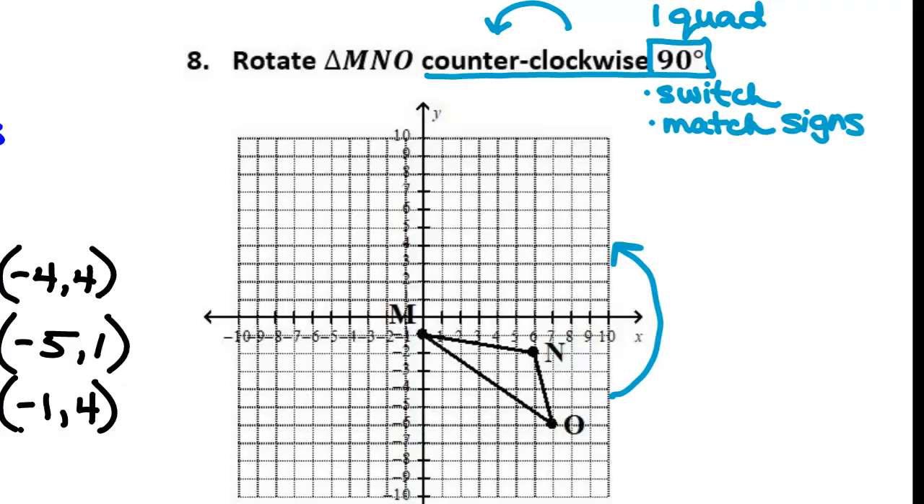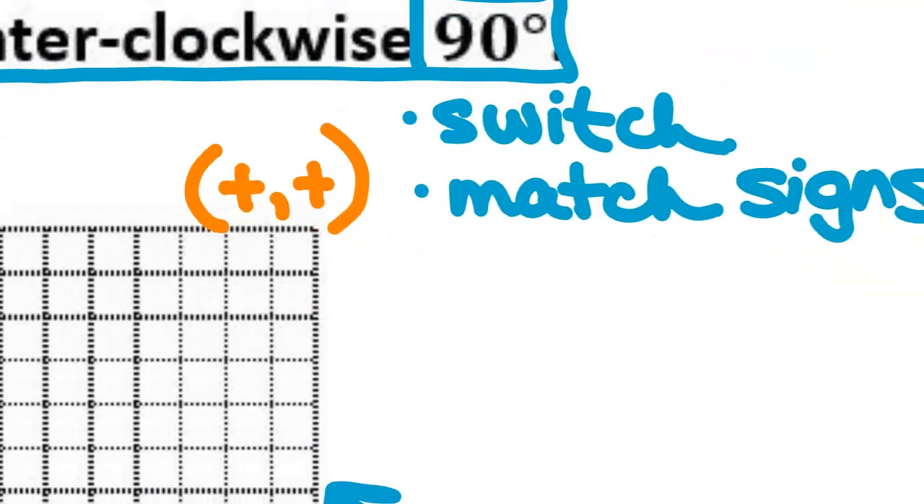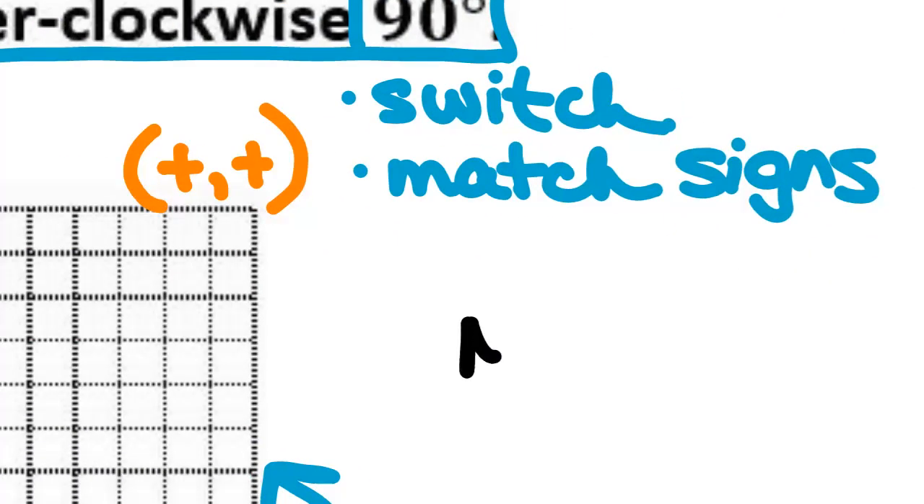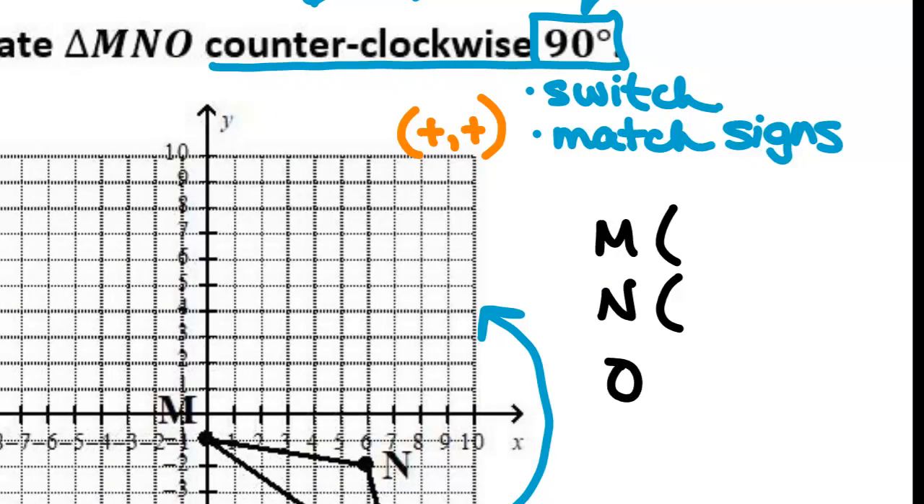Are the X's or the Y's positive or negative? Positive. Both of them are positive. So we're going to write down our ordered pairs for M, for N, and for O.